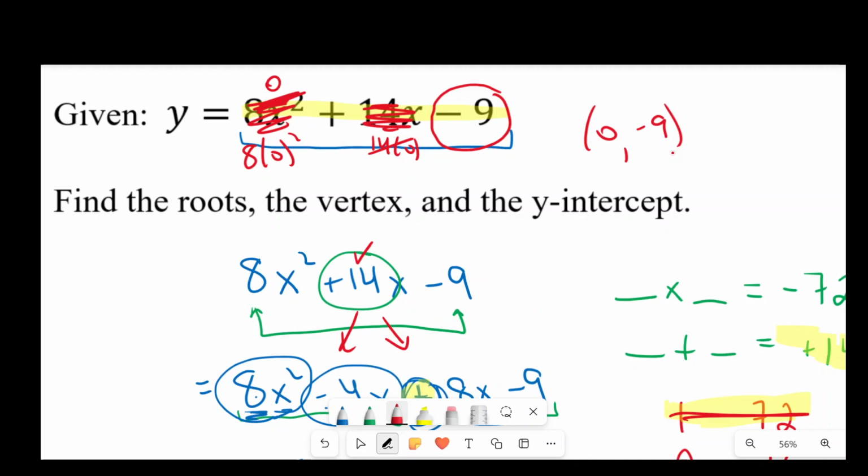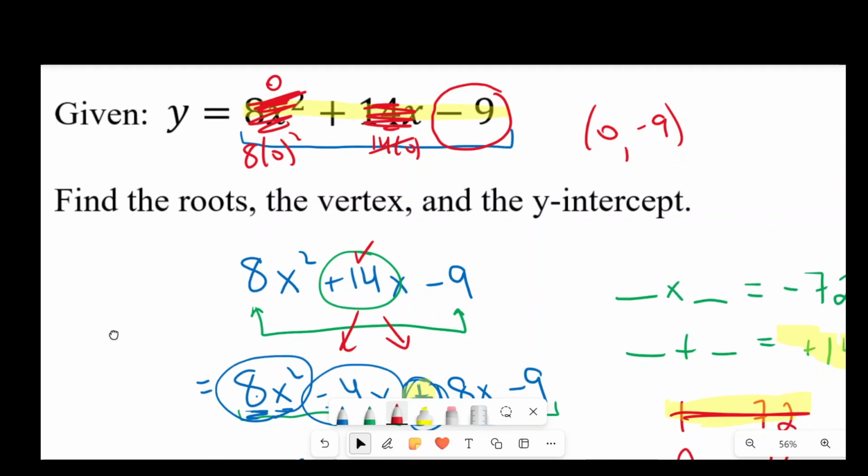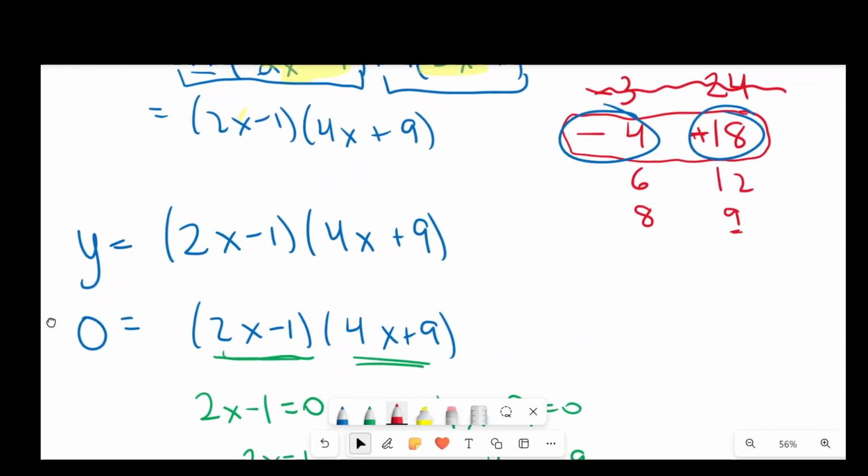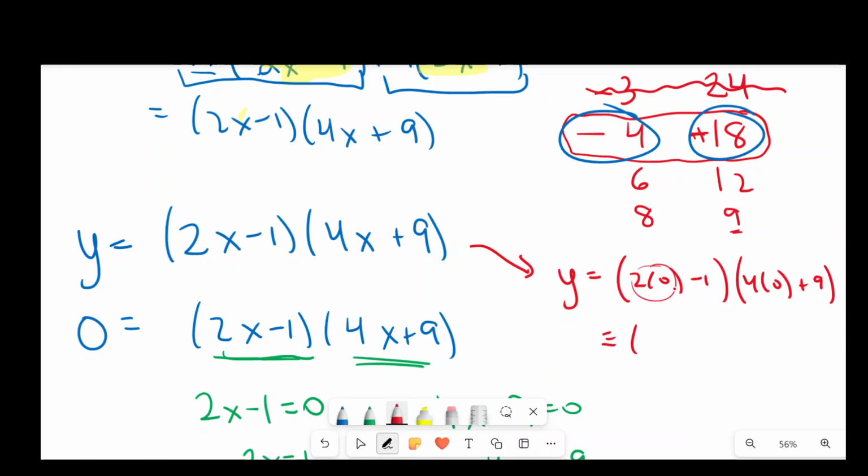Now, what I like doing, if you have time to do it, is take the other form of that quadratic, so the factored equation, and sub zero in there as well, and make sure you also get -9. So if I let x equal 0 here, then I get, well, 2 times 0 is 0. 0 minus 1 is -1. In the other bracket, I have 4 times 0 is 0. 0 plus 9 is 9. And if I multiply them together, I get -9. So, yay. That's definitely the y-intercept.